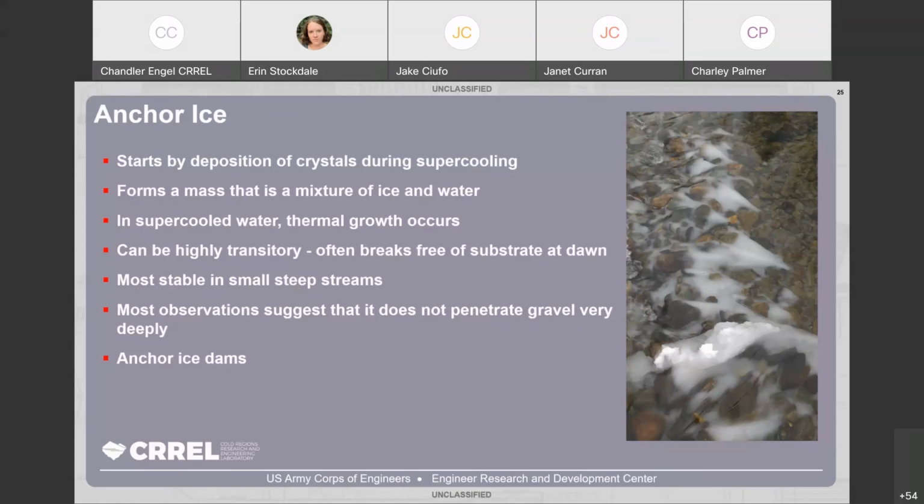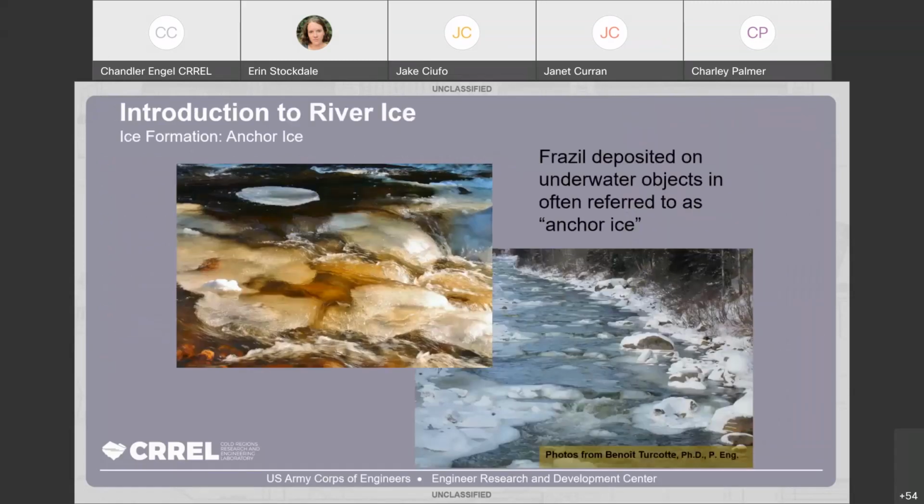Anchor ice is something that usually forms just at the surface of the substrate. It's not like a frost or something. It doesn't tend to go deep down into the bed. In steep streams, anchor ice can continue to grow and form ice dams, which we'll talk about at the end of this presentation. So here's just a few examples of anchor ice in smaller steep streams.